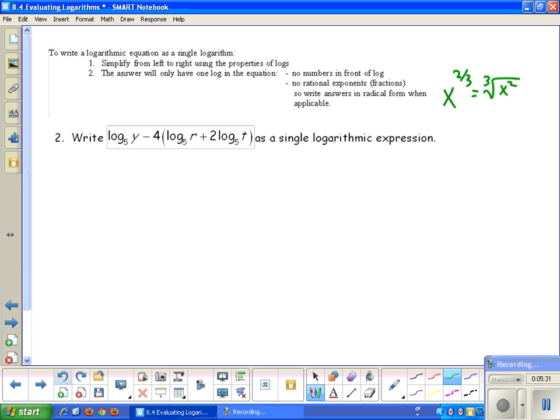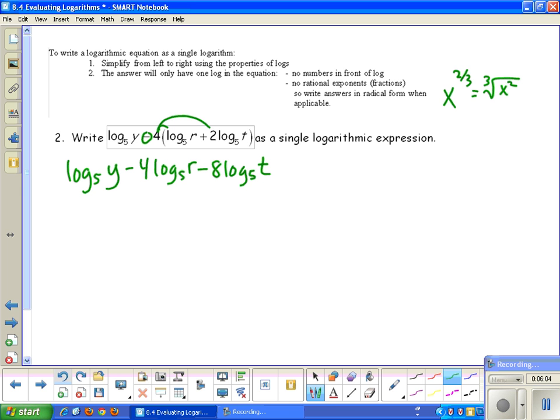Now, for this problem, if we're writing as a single logarithmic expression, I'm going to use my properties of logs. Usually I like to do things that are inside of parentheses. If I wanted to, I can distribute this 4 to everything, or I can do what's inside the parentheses and then do the 4. It doesn't really matter. I'm going to distribute the 4 first. So I have the log base 5 of y minus 4 log base 5 of r, and then if I'm multiplying by the negative 4 again, it would be minus 8 log base 5 of t.